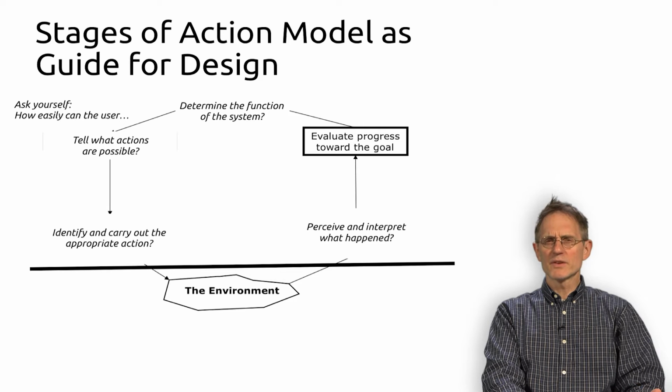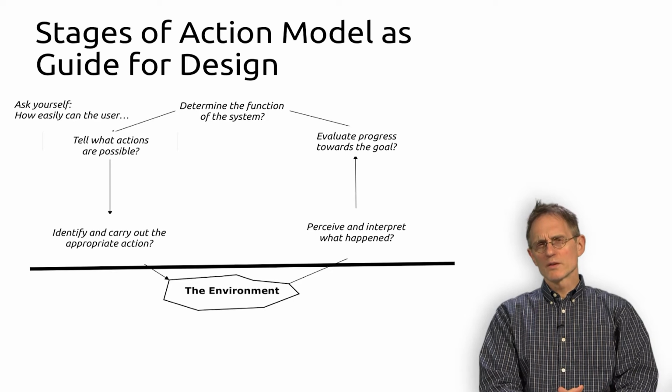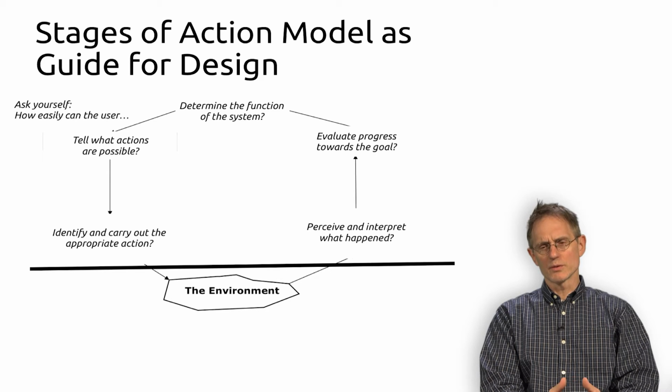How easily, after they've done an action, can they perceive and interpret what happened? Can they notice it? Can they figure out what it meant? And how easily can they tell whether they made progress toward a goal? So intuitively, by looking at these 7 stages of action, you can ask yourself a number of questions that can help you figure out if your design will be usable.